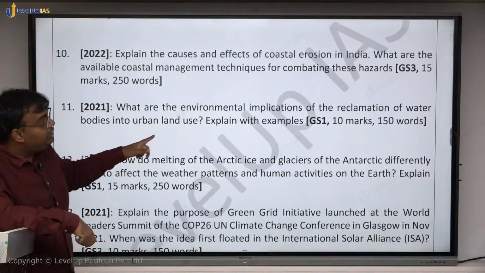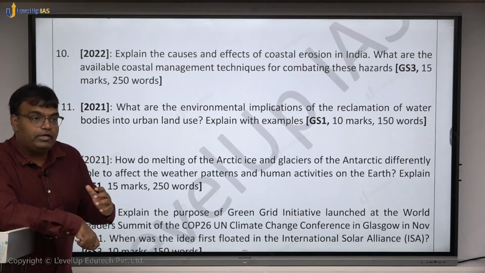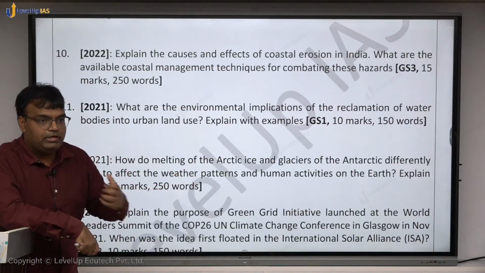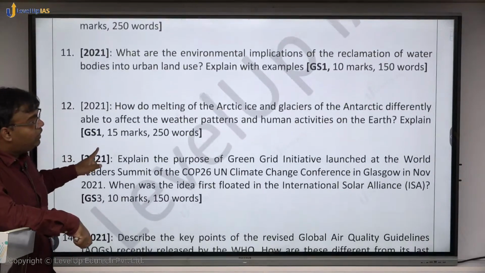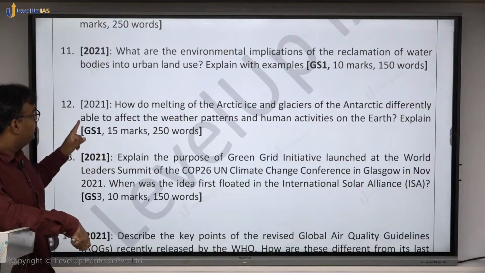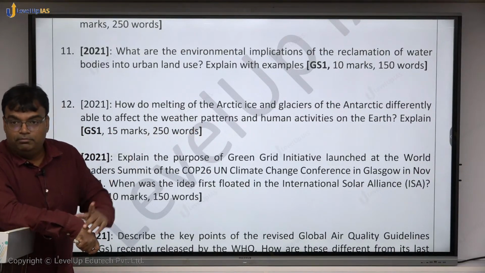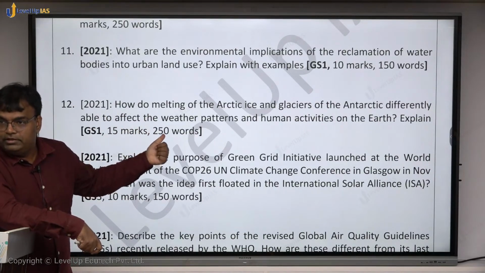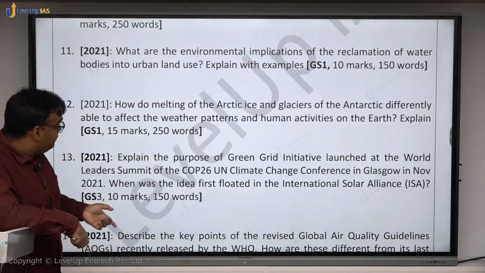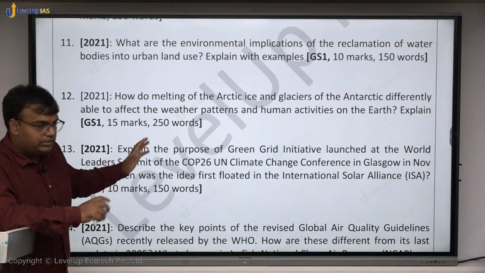What are the environmental implications of reclamation of water bodies into urban land? In urban areas, when we are taking over ponds, we are reclaiming land from there. What is the implication of that? How do melting of Arctic ice and glaciers of Antarctic differently affect the weather pattern and human activities on the earth? They are asking what is happening to the weather pattern from the melting of ice in the polar regions. Again, the climate change area is something that we'll study with climate change.